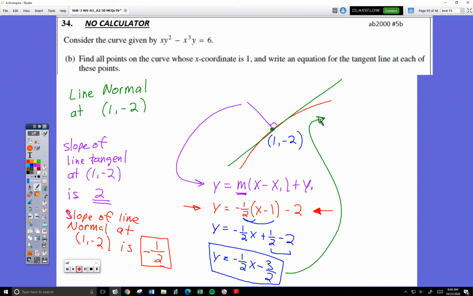The last thing they might do is get rid of these fractions by multiplying both sides of the equation by 2. It's converting the equation to what's called standard form. So you're going to get 2 times y equals negative x minus 3. Then they'll rearrange so that the x is positive. So we'll end up with x plus 2y equals negative 3. That's another form that the answer might be in. So one of those forms, you have to go find it on the multiple choice.